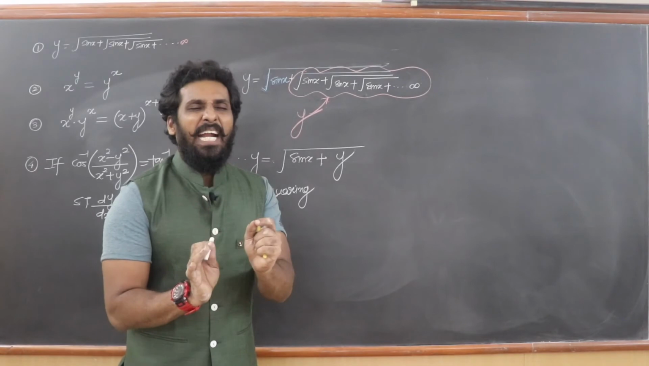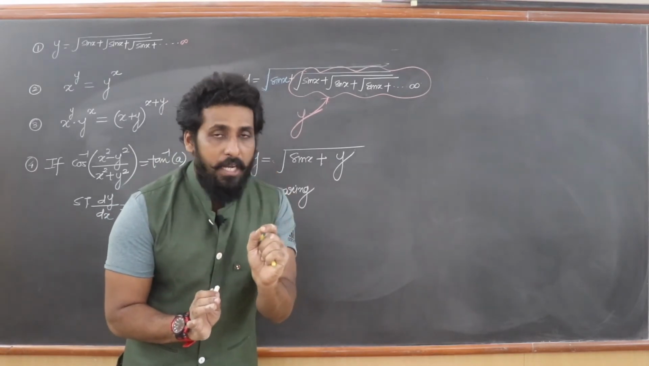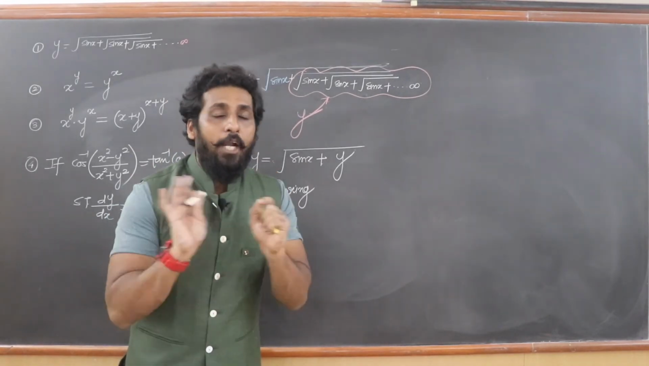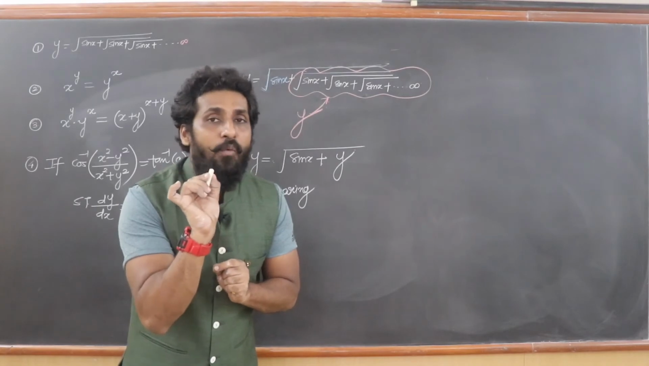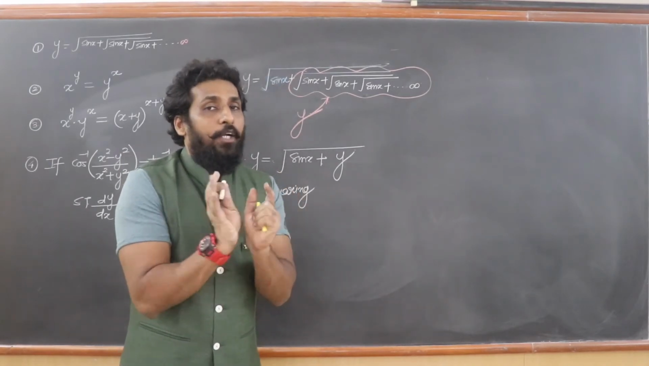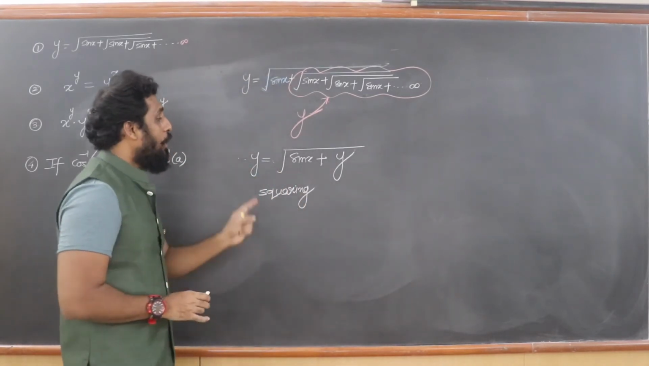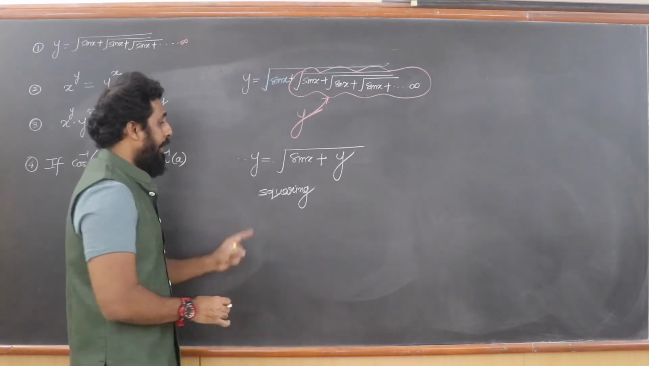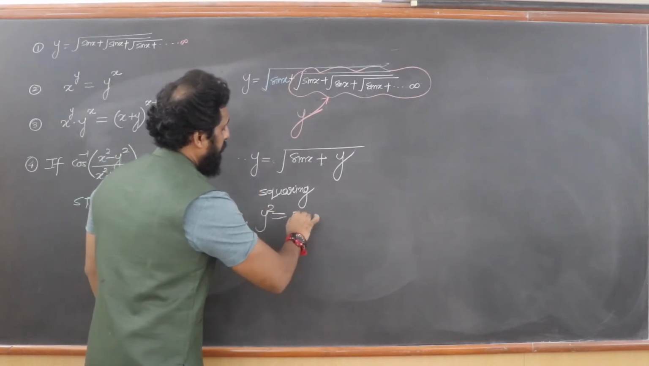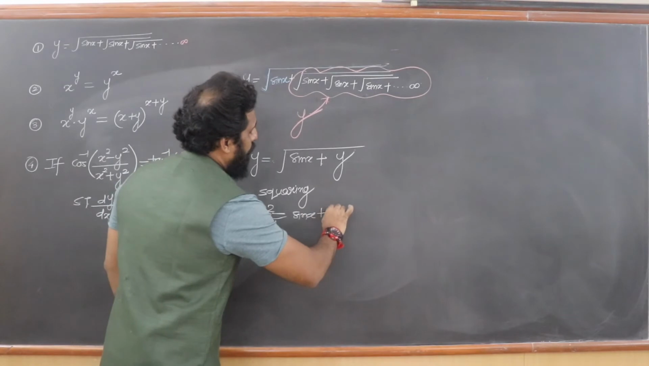You might not get a single isolated y. That is not a requirement. I do not want a single isolated y. I just need all terms of y to be together. That's all I need. So what I do here is, I do squaring. I get y square is equal to sin x plus y.